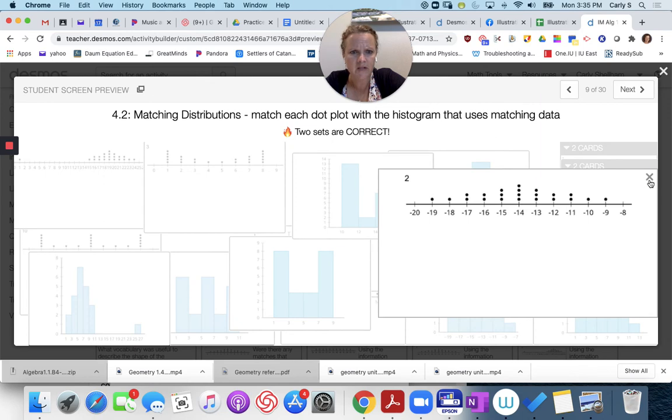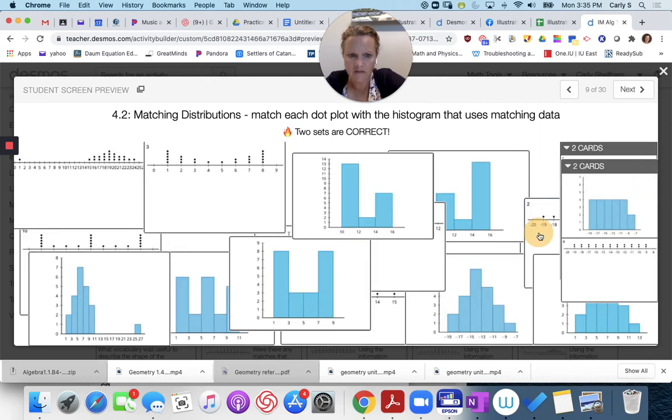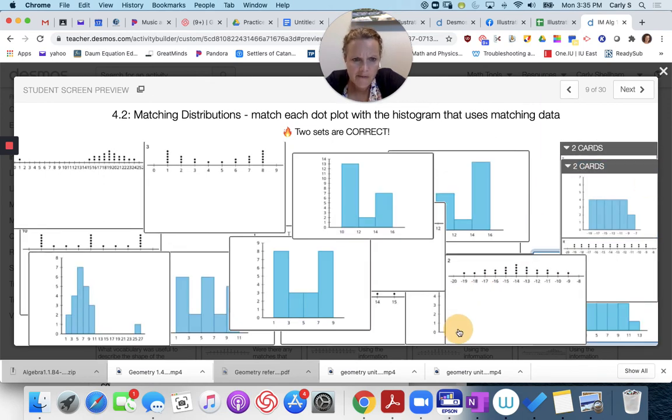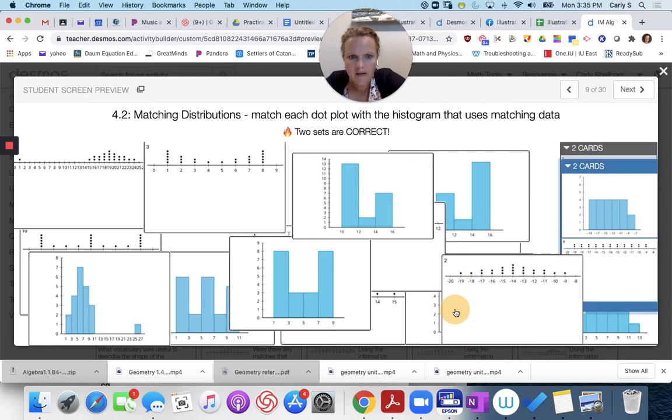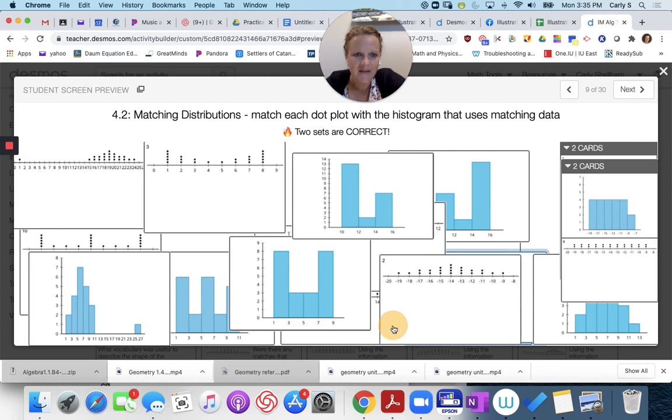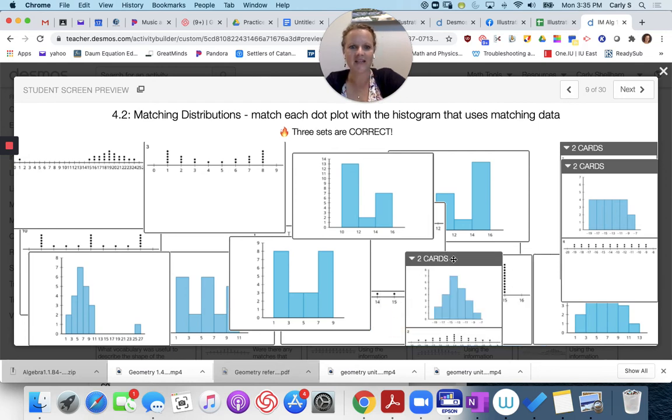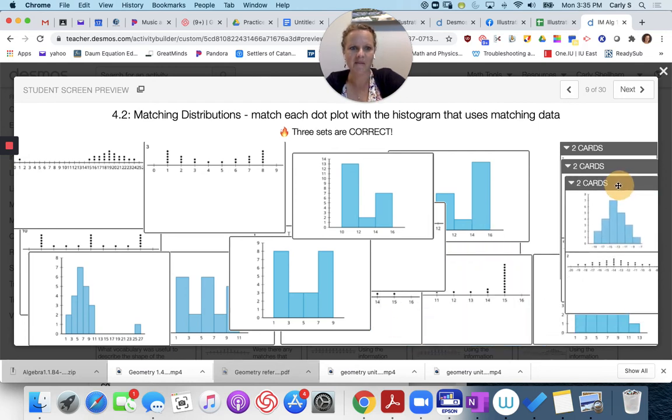That one's bell-shaped, negative 19 to negative 9. That one might go with this one. Let's see if I can make them highlight. I can't. There we go. 3 sets are correct. All right, I'm going to stop there so that you guys can play tomorrow, okay? But that is the essence of 4.2.